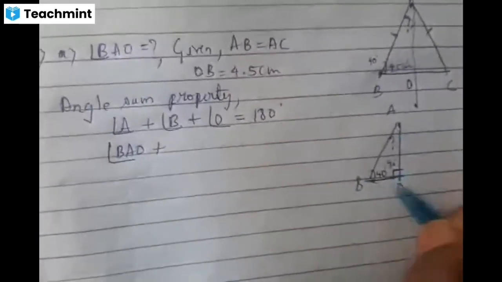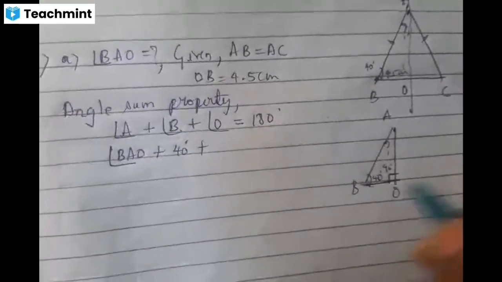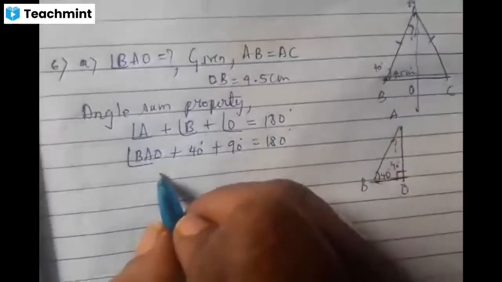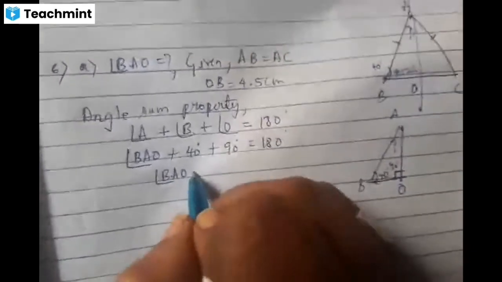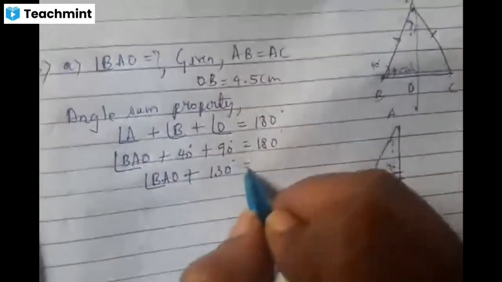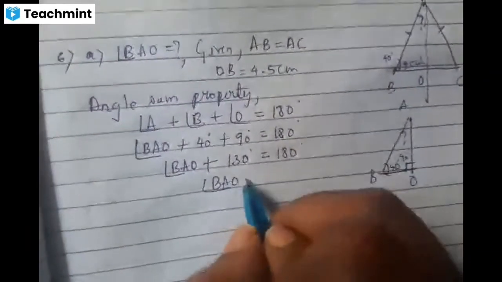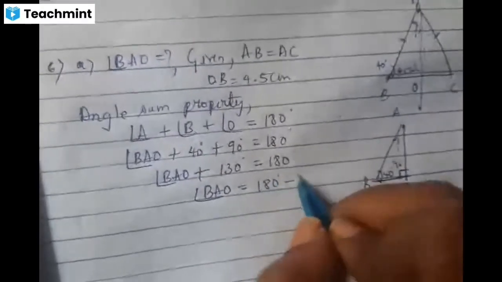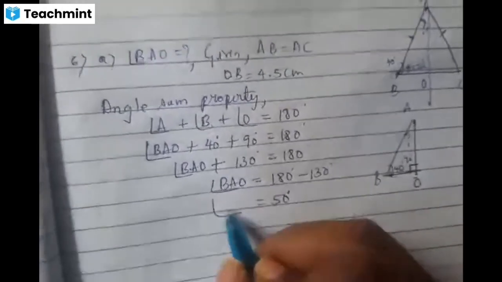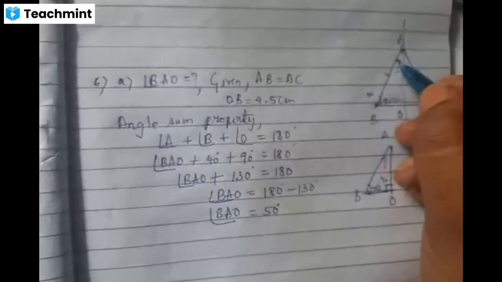Plus angle B is given, that is 40 degree. And angle O, we come to know that it is 90 degree, which is equal to 180 degree. Now BAO plus 90 plus 40, that is 130 degree, is equal to 180 degree. Angle BAO is equal to 180 minus 130, which is equal to 50 degrees. In this way, angle BAO we find out and write it as 50 degree.